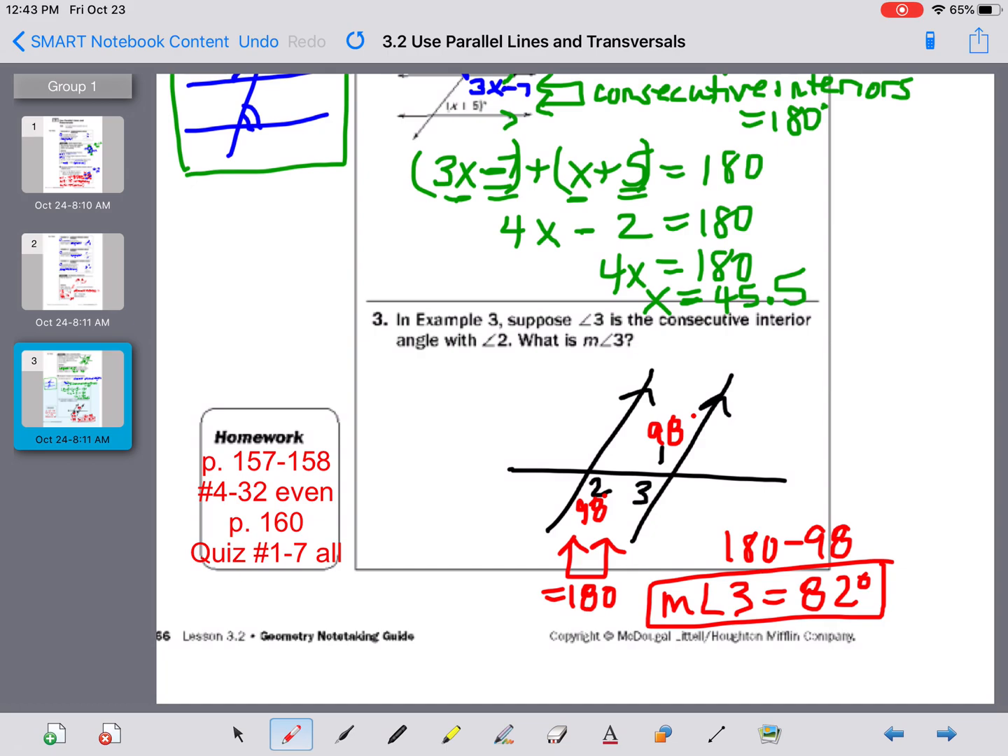It's super important to know that the vocab is true whether or not our lines are parallel. The vocab is always true. But now, to be able to solve for angles, we need the parallel lines to make angles congruent or supplementary. So follow your rules.